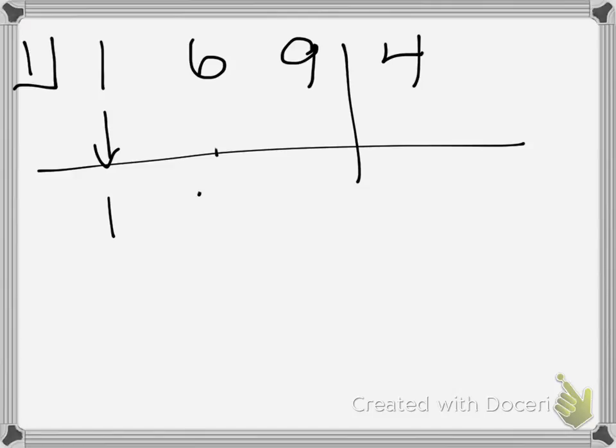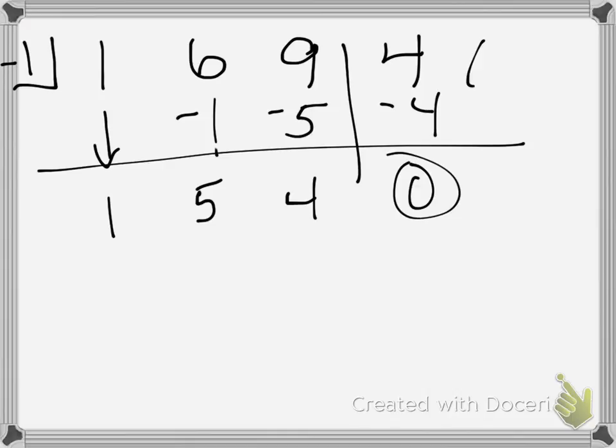How about we use negative 1? 1 comes down. 1 times negative 1 is negative 1. That adds to 5. 5 times negative 1 is negative 5. That adds to 4... oh, that worked. So x equals negative 1 does indeed work.